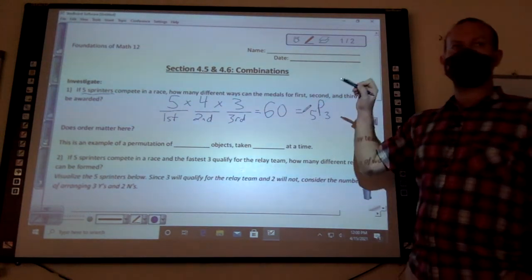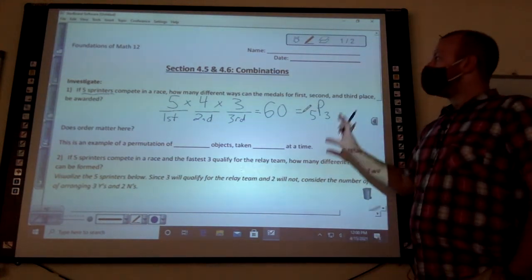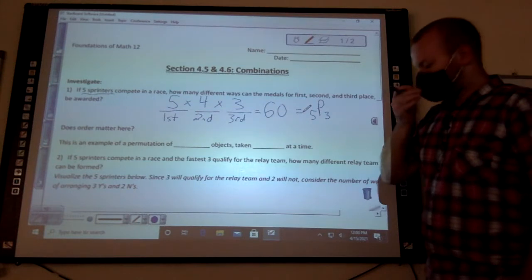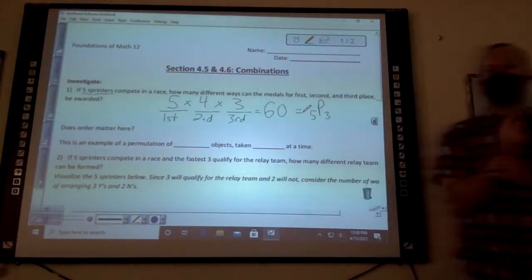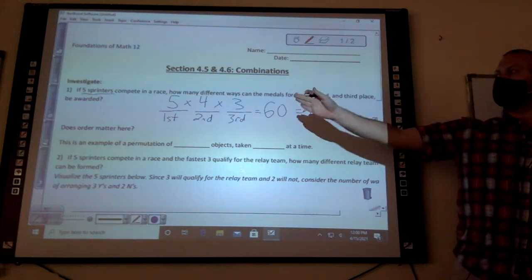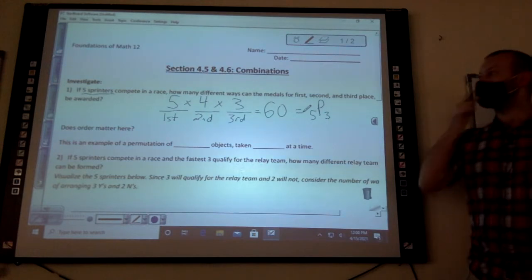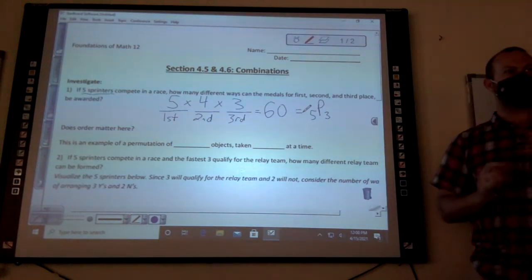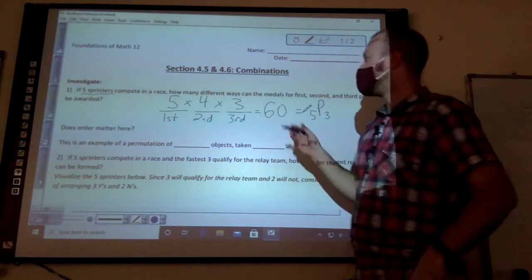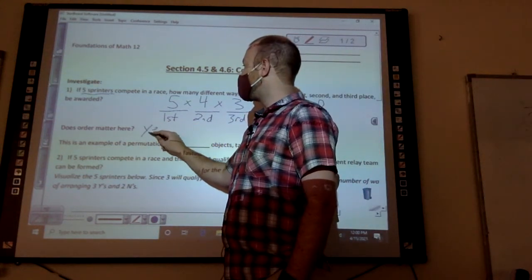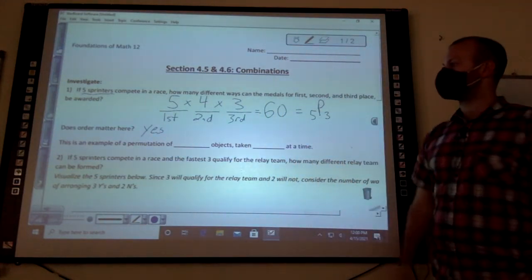So this is the way that I've shown in the past couple sections. This is what we did in the past. In this case, does the order matter? If a person comes in first or if they come in third, does it make a difference? It does. If you went to the Olympics and you got a gold medal instead of a bronze medal, it makes a huge difference. So it does matter if you're put in first or if you're in last.